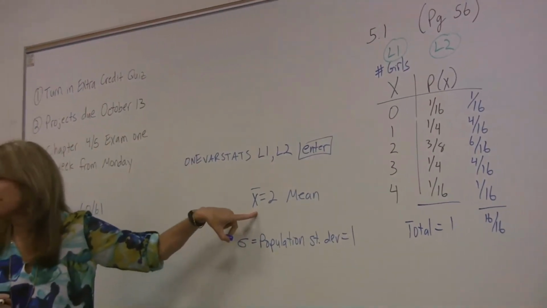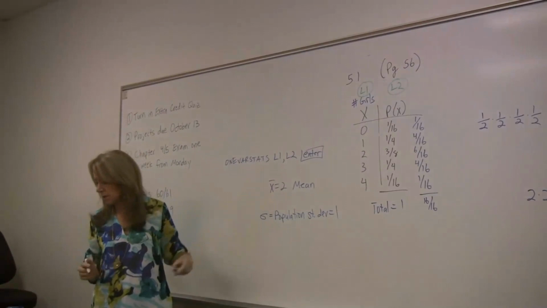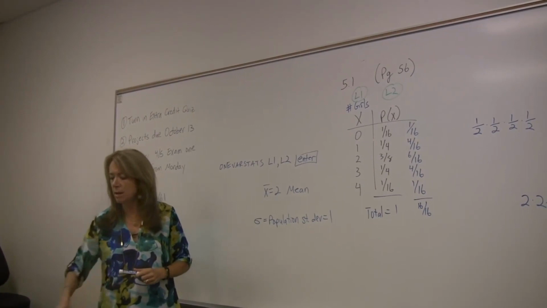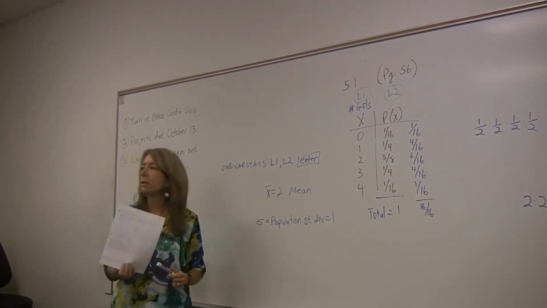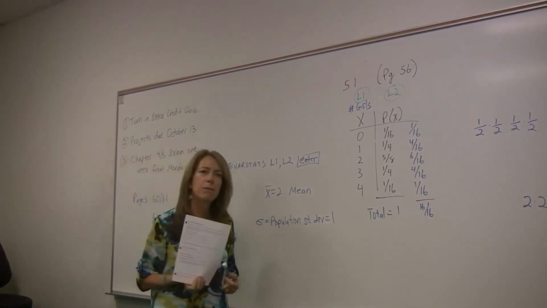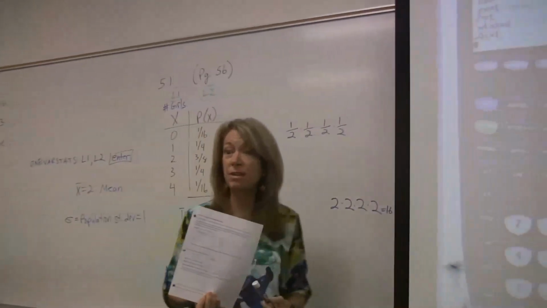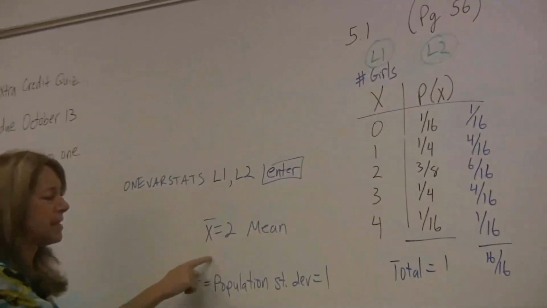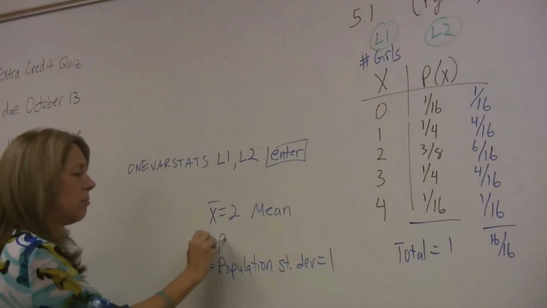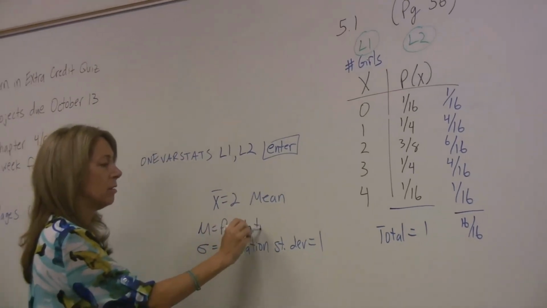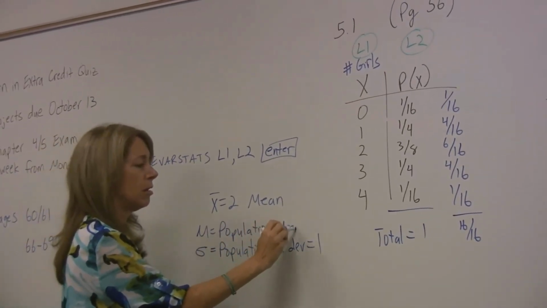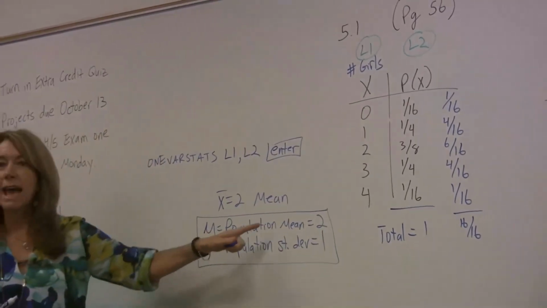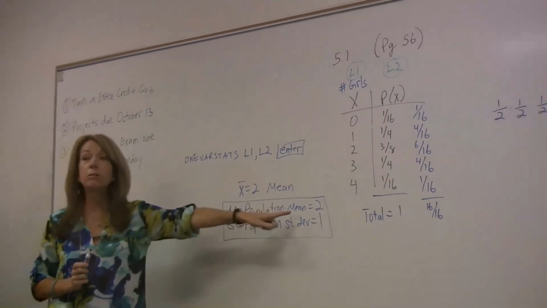Now, our calculators gave us x-bar equals 2. But look at what our formula is asking for. The mean has a mu in front of it. You see that on the formula in the middle of page 56? It's supposed to be a mu. What is mu? Population mean. So that's the one restriction: our calculator doesn't actually ever write the mu. It says x-bar, but that is your population mean.